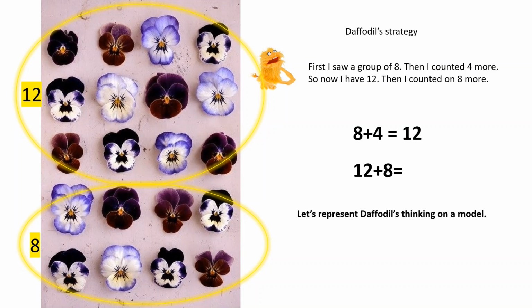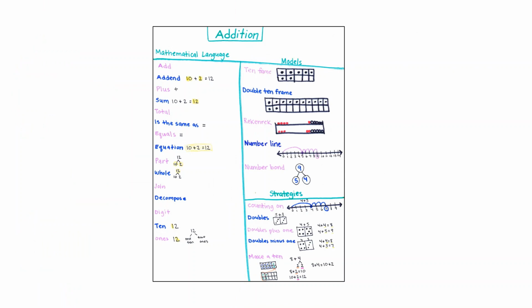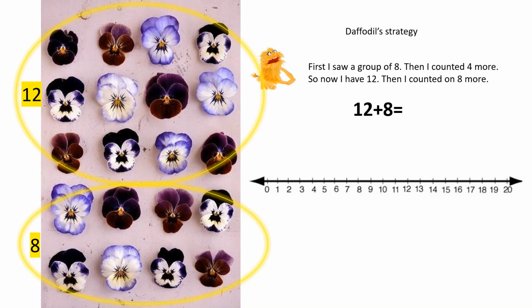Let's represent Daffodil's thinking on a model. Looking at our anchor chart, what model might we use? We already know we are using a counting on strategy because Daffodil said so when she was sharing her thinking. So I'm curious what counting on strategy would look like on a number line. Here's our number line. Where might you start? Should I start at 0 or 1?